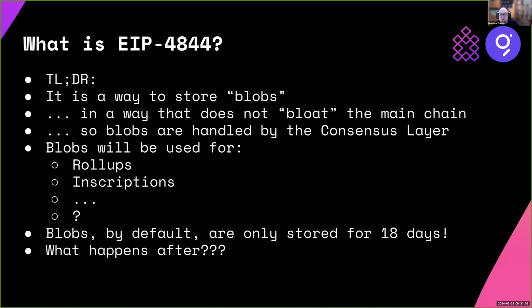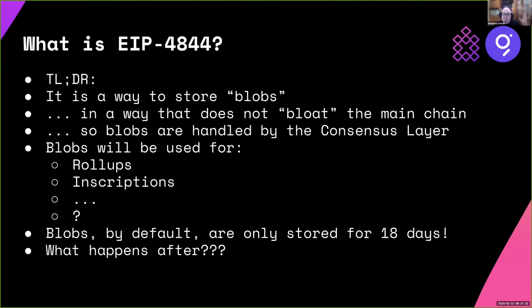So what is a blob and what is it going to be used for? Well, it's just a bunch of data, and people can decide to put whatever they want in there. We know it's going to be used for rollups. Somebody suggested when I was talking to them earlier, maybe inscriptions, who knows? There are lots of ideas out there. I'm not going to list them all here. And there are probably lots of ideas that have not been invented yet of what people are going to do with this.